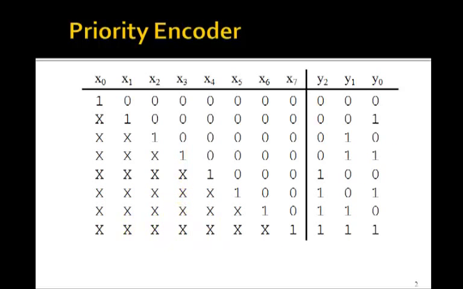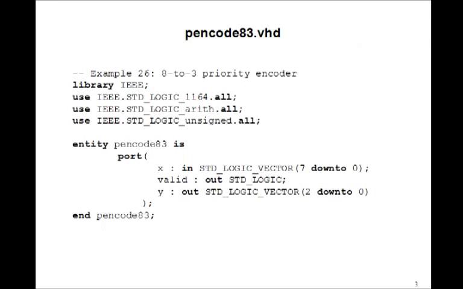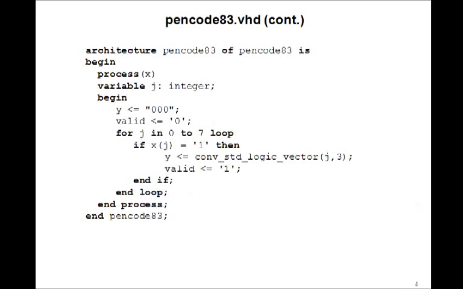Well, we designed logic equations, and those were sort of complicated. But let's see if we can use a for loop here like we did with the regular encoder in the last lesson. And so let's take a look. Here's a priority encoder. X is the 8-bit input, 7 down to 0. We'll still have our valid output. And Y will be the output, 2 down to 0.